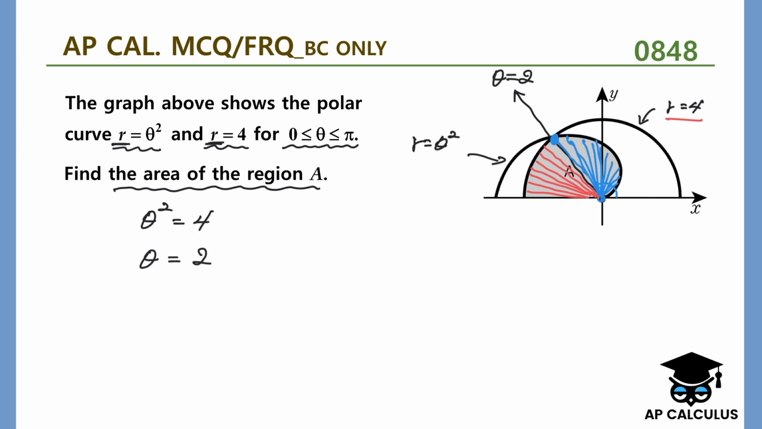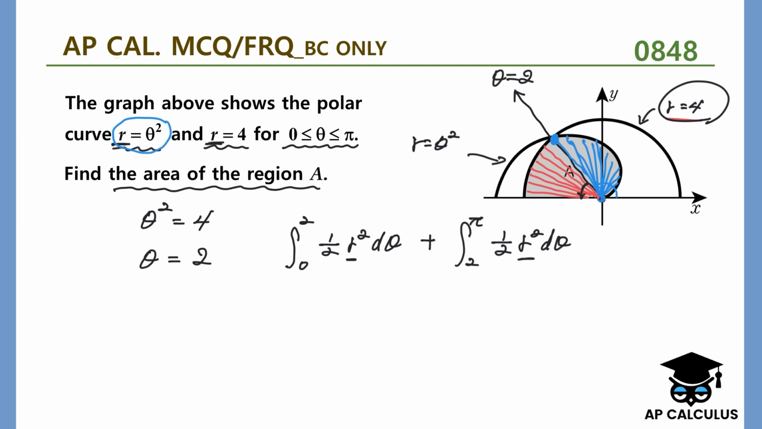The first one is from 0 to angle theta is equal to 2. The formula is 1/2 r squared d theta. And remember, this r is theta squared, plus the integral from the angle 2 to pi, 1/2 r squared d theta. This time this r is 4. That's our area of the region, right?